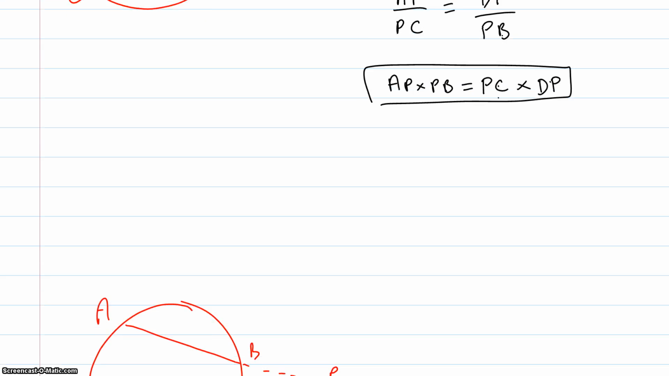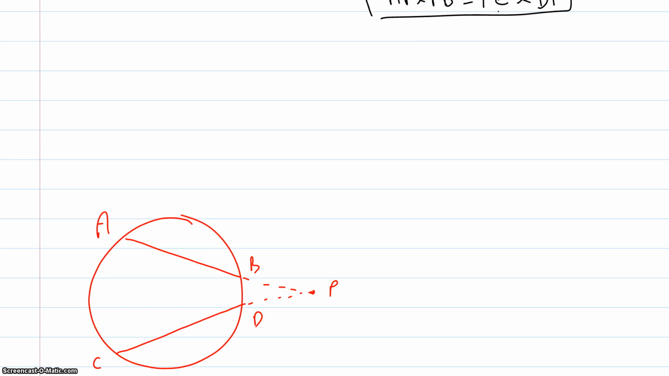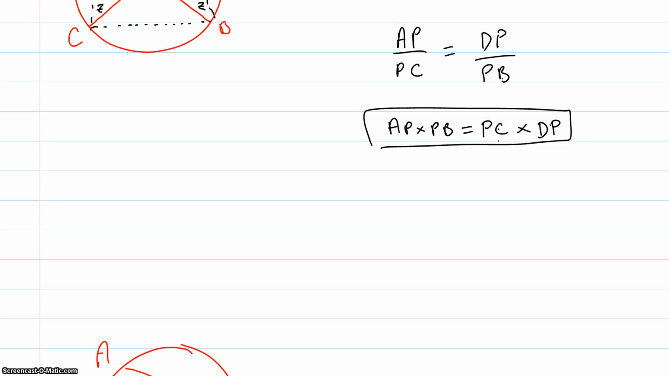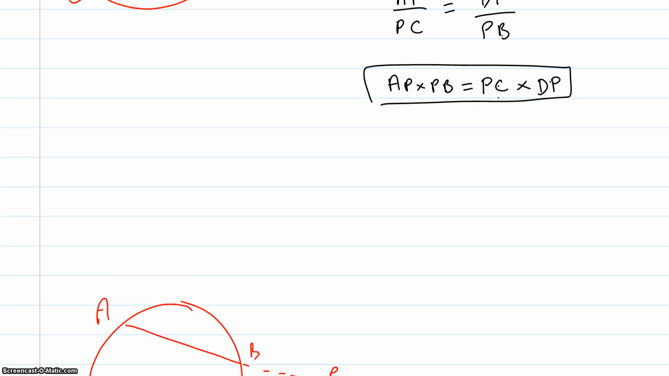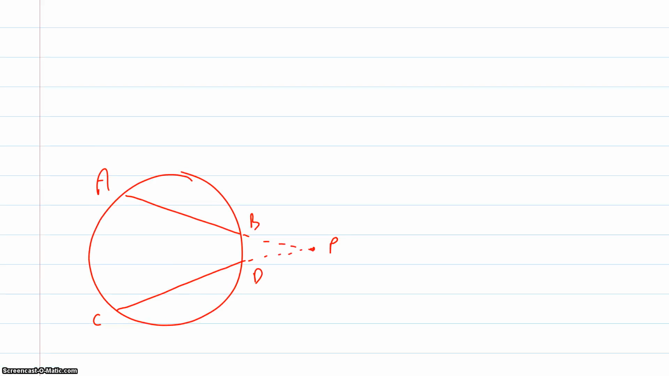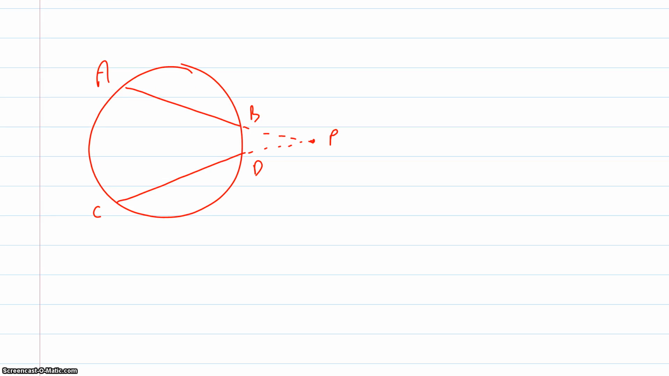I just need to show you another situation that could happen. This up here was when they crossed inside the circle. It's possible that they cross outside of the circle, like in this situation here. So again, I've got two chords, A, B, and C, D, but they are going to cross somewhere outside the circle over here. You'll see that the same rule applies, but I might as well go and prove it to you as well.